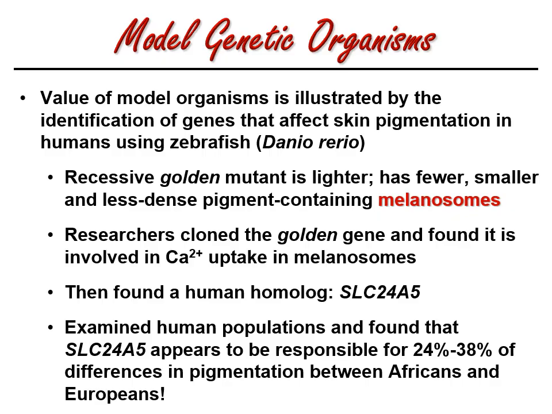So somebody looking at a fish tank being like, why is that one kind of pink, and going from that to actually figuring out how human skin pigmentation occurs, or at least gaining insight. I mean, it doesn't tell us the whole story, but it certainly is a large chunk of the story. So this is an example of how these model genetic organisms can be used to help us understand other organisms' genetics, even human genetics.